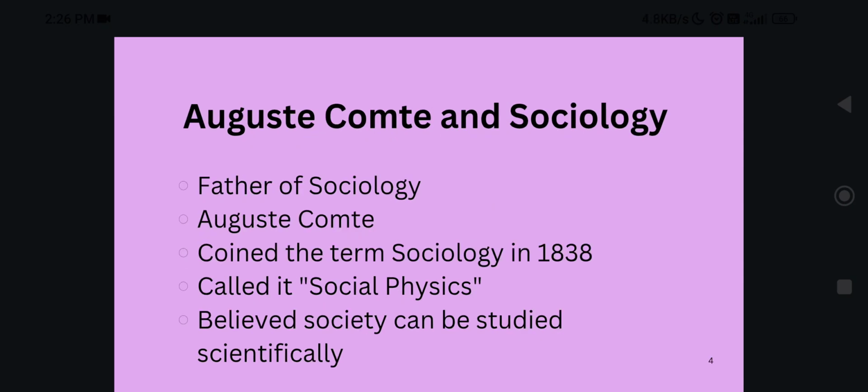Auguste Comte is known as the father of sociology. He coined the term sociology in the year 1838. Before using the term sociology, he used the term social physics. Comte believed that society could be studied scientifically just like the natural sciences. According to him, society follows certain patterns and laws. If we study these patterns carefully, through observation and evidence, we can understand how society functions and changes. Therefore, Auguste Comte played an important role in establishing sociology as an independent discipline.